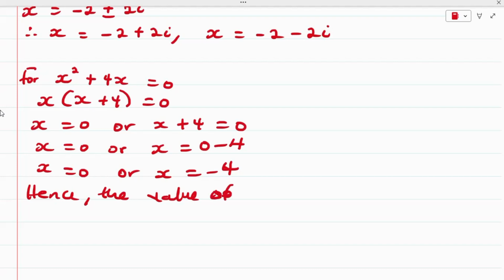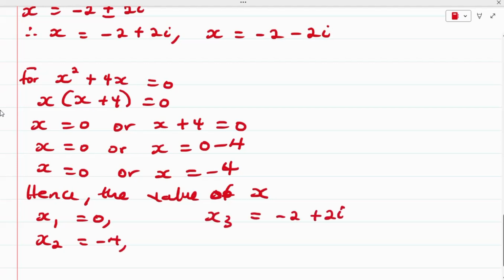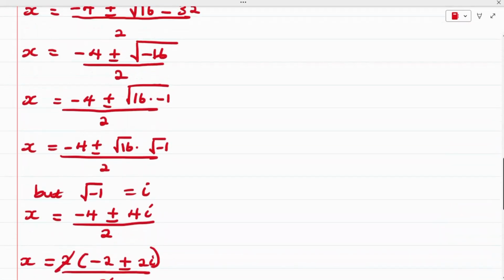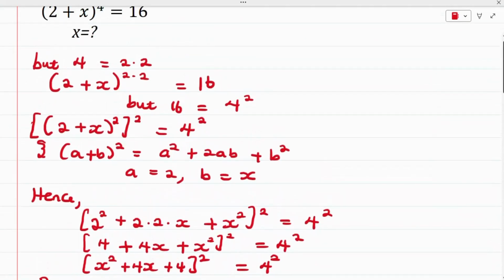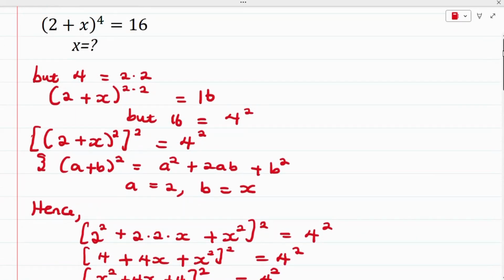So hence we have the values of x to be given as: x1 is equal to 0, x2 is equal to minus 4, x3 is equal to minus 2 plus 2i, and x4 is equal to minus 2 minus 2i, and these are the values of x. So guys, this is how you can solve this nice algebra math problem, and we have been able to find the values of x. So with this guys, I'm going to see you in the next video.